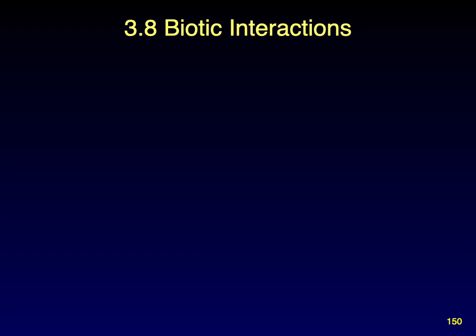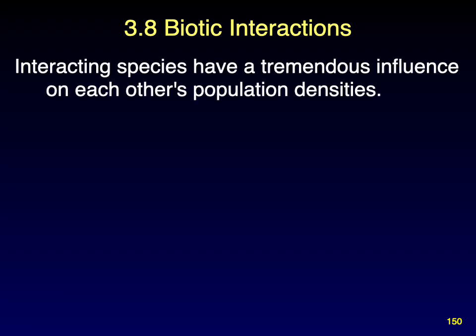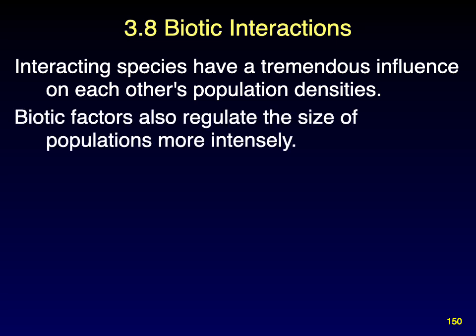Okay, the last topic I want to talk about is biotic interactions, and we'll do about half of this subtopic, and then I'll finish the rest off on Wednesday. So what is a biotic interaction? It is where biotic factors regulate the size of the population of species. And for biotic interactions to occur, you need either individuals of the same species interacting or individuals of different species interacting.